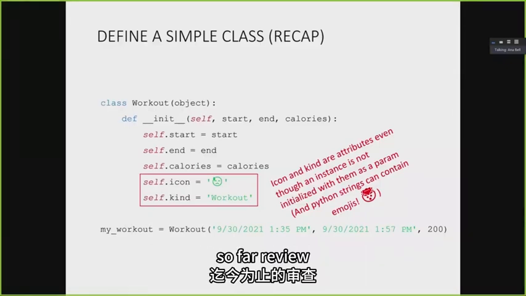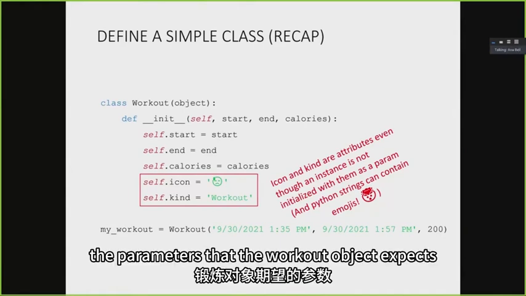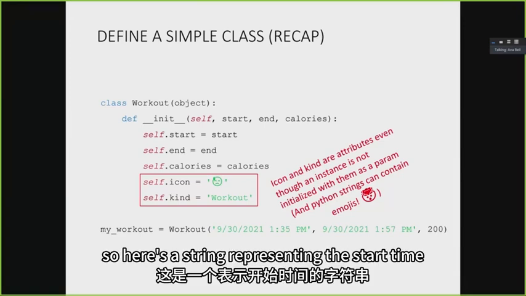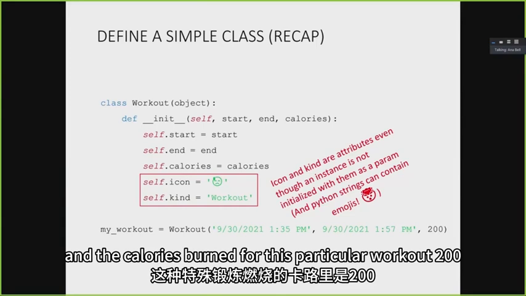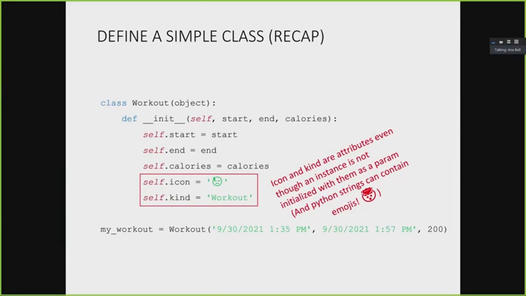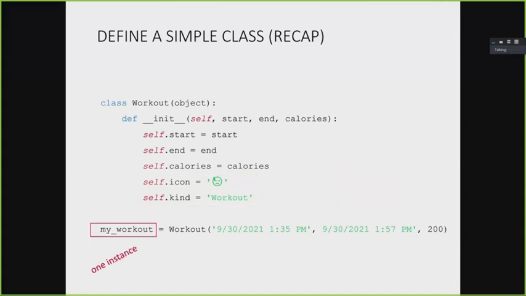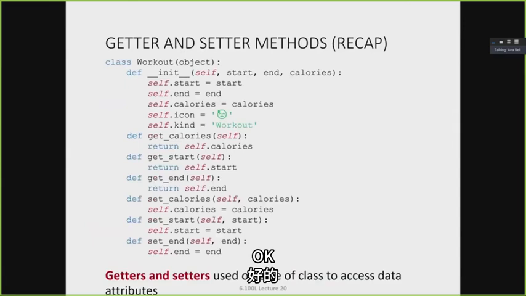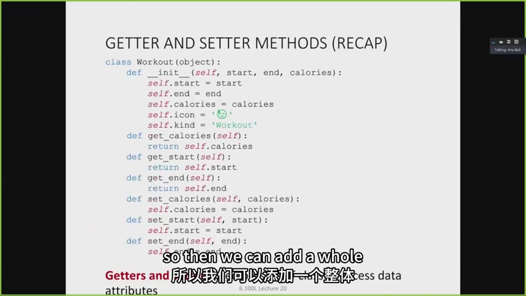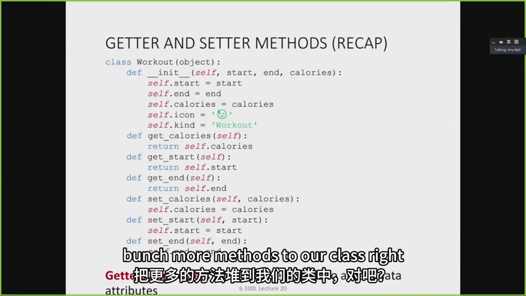So far, review. We pass in the parameters that the workout object expects. So here's a string representing the start time, a string representing the end time, and the calories burned for this particular workout, 200. Okay. So then we can add a whole bunch more methods to our class, right?